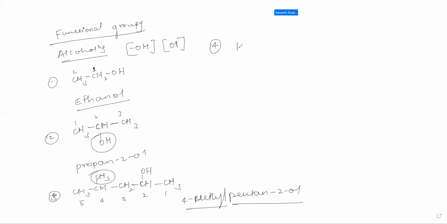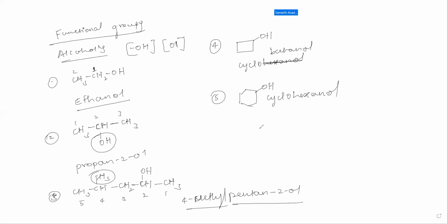If this alcohol group is present in cyclic compounds, so this is cyclohexanol. So cyclobutanol, 4 carbon atoms. If 6 carbon atoms are present, that is cyclohexanol. We have to check the number of carbon atoms with the OH group. So like this, we have to name alcohols.